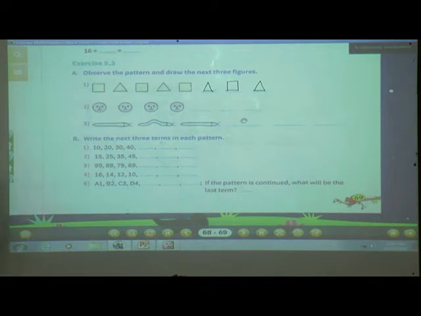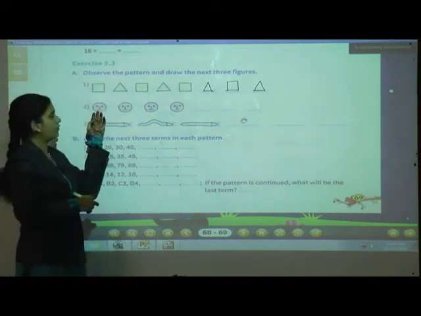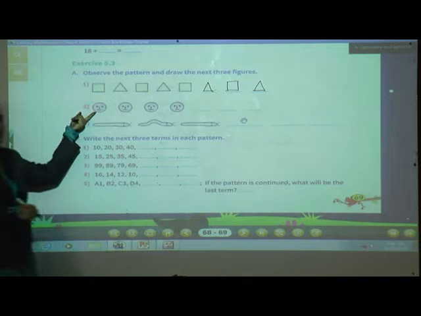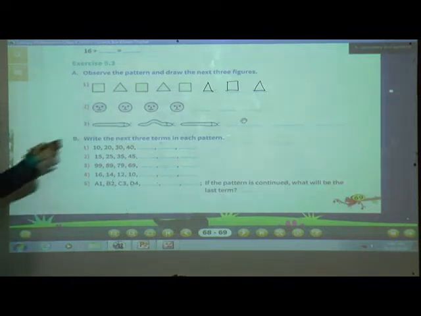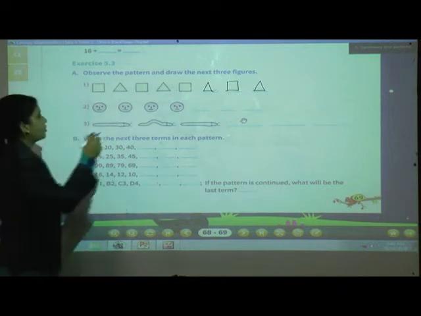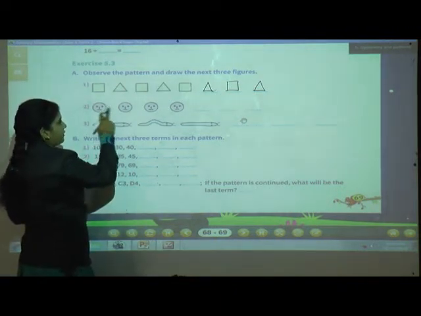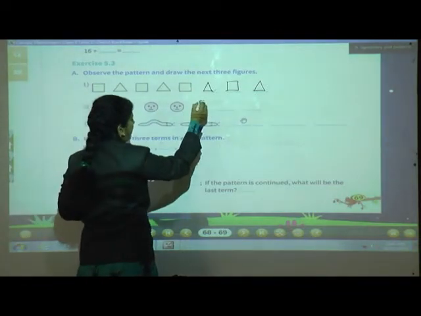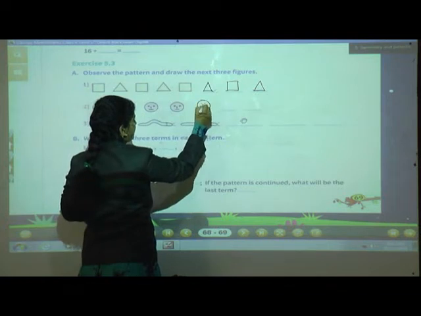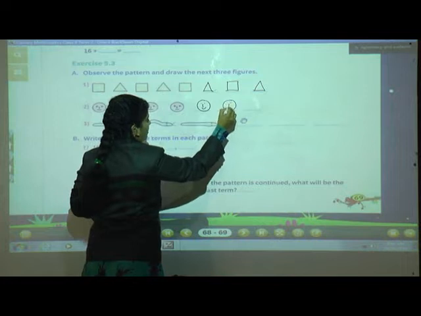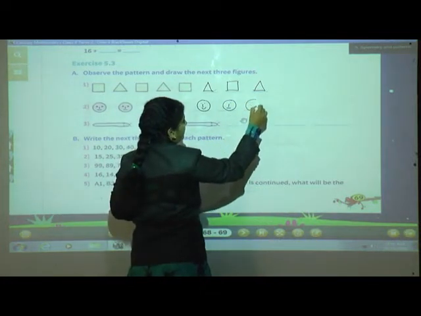Now here are some types of faces. What do you observe students? Here in this figure is a smiley face, and here is a normal face. So what should I write here? Here is a smiley face, again sad face, smiley, sad, and now again here smile will come. Here sad face, again smile.